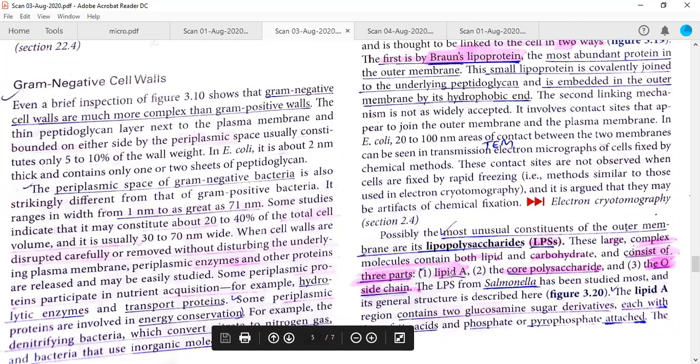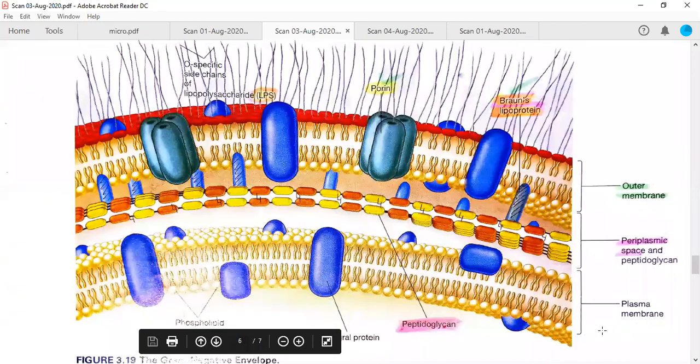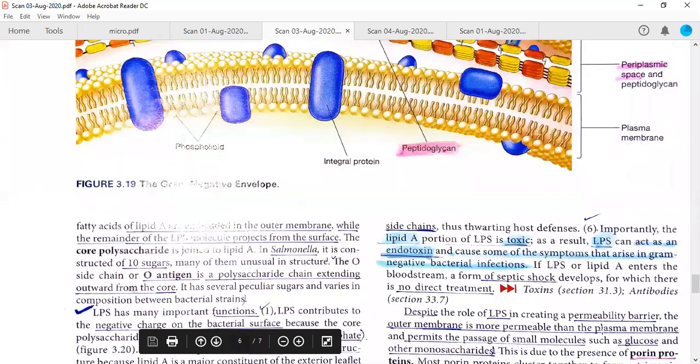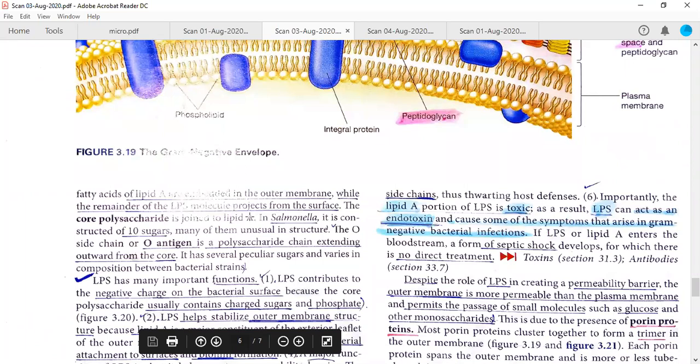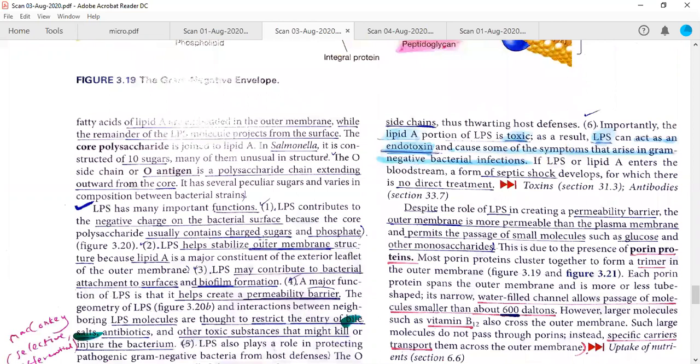The most important part for toxicity is lipid A. The LPS in Salmonella species has been studied the most. The lipid A region contains two glucosamine sugar derivatives with three fatty acids and phosphate or pyrophosphate attached. This LPS contributes to the negative charge on the bacterial surface because the core polysaccharide usually contains charged sugars and phosphate. It also helps stabilize the outer membrane structure, because lipid A is a major constituent of the exterior leaflet of the outer membrane.